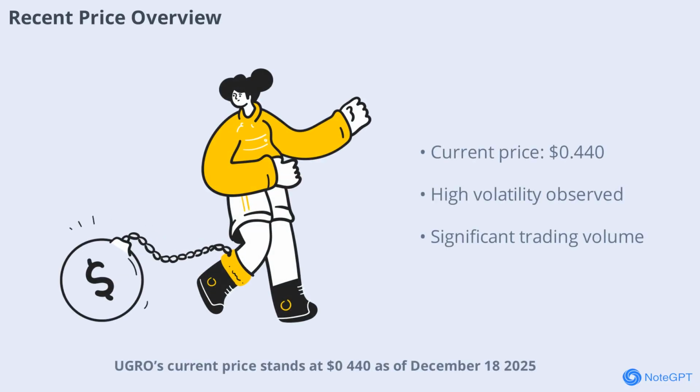UGRO's current price stands at 0.44 as of December 18, 2025. This marks a notable rebound from its lows earlier in the quarter. The last trading session saw a high of 0.46 and a low of 0.38, with a closing price at 0.44. Such price swings highlight the stock's volatility and the active trading environment surrounding it.